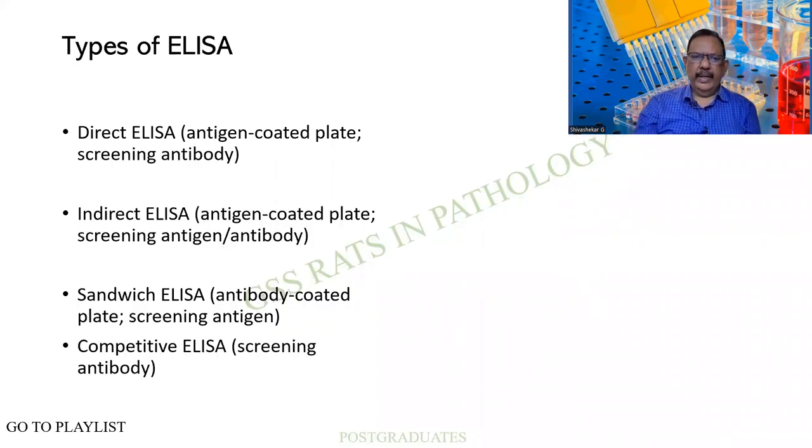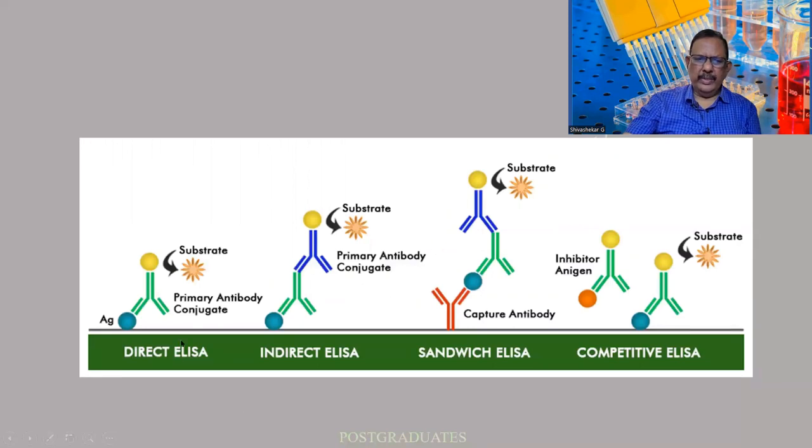Types of ELISA. It can be direct, it can be indirect. There is a sandwich technique and a competitive ELISA. So what do they mean? So there is something over here which I am seeing. So direct ELISA, indirect, sandwich, and a competitive.